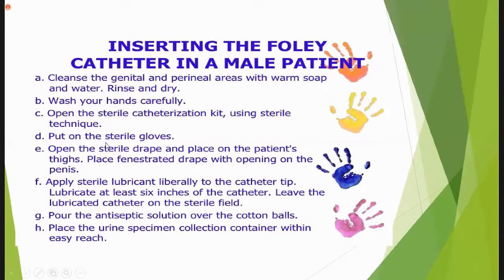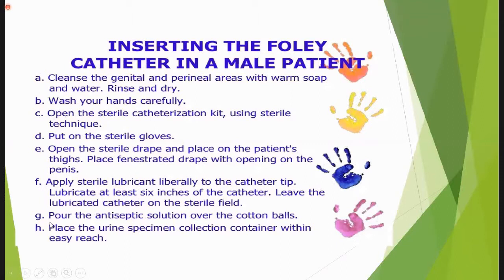Put on the sterile gloves, open the sterile drapes and place them on the patient's thighs. Place the fenestrated drape with the opening on the penis. Apply sterile lubricant, that is xylocaine jelly, to the catheter tip, and lubricate at least 6 inches of the catheter.